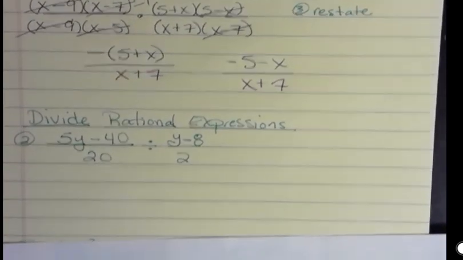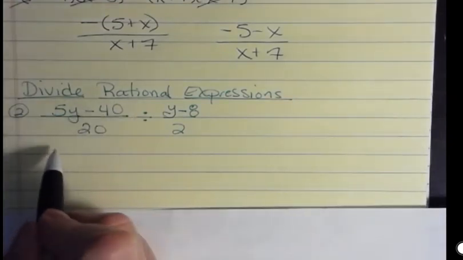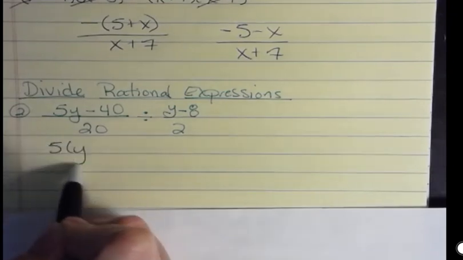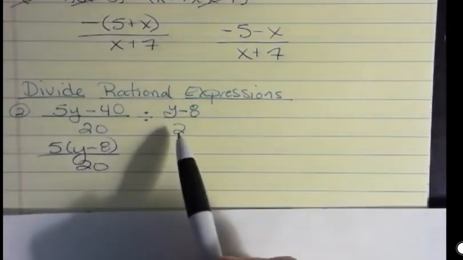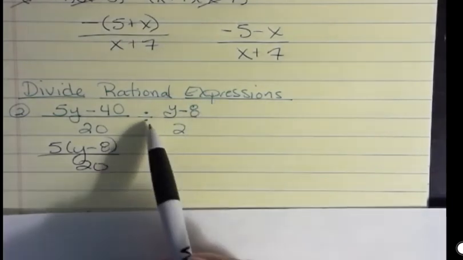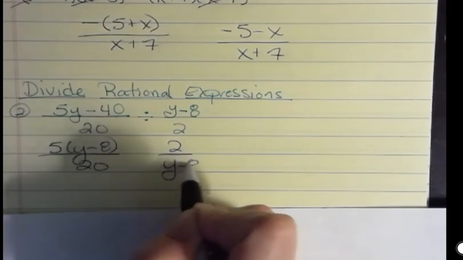When you divide, it's the same thing. You're going to factor, cancel, restate, except you have the additional piece of flipping and then multiplying. So I'm going to factor this 5 out, y minus 8 over 20. And if I could, I would have factored that, but there's nothing to factor. So I'm going to go ahead and flip that or find its reciprocal. And then I'm going to multiply instead of dividing.